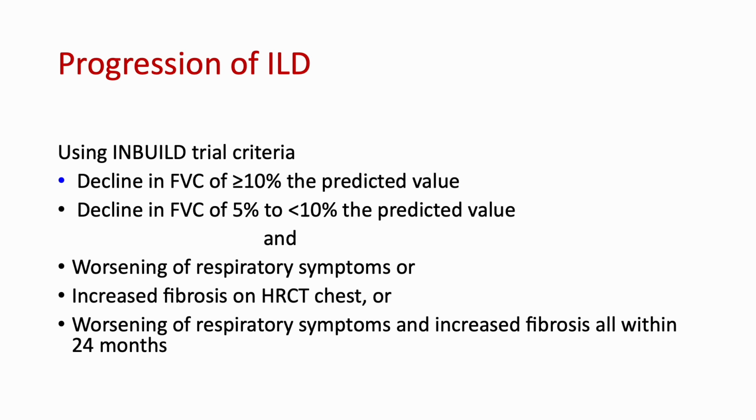Coming to the second part of the treatment, which is progression of ILD. So here they've defined progression according to the INBUILD trial criteria. What are these criteria? A patient should have a decline in FVC of more than 10% in the last 24 months, or a decline in FVC of 5 to 10% in the last 24 months with either worsening of symptoms or increasing fibrosis on chest CT within the last 24 months. Then we would say that this ILD has progressed.